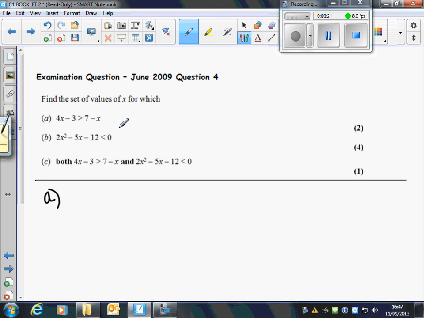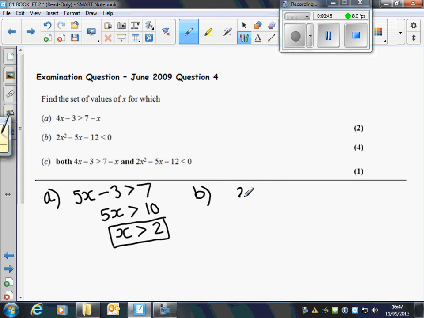We just need to rearrange. We can add the x over onto the left-hand side. So we've got 5x minus 3 is greater than 7. And we can add the 3 to the right-hand side. So 5x is greater than 10. And then divide by 5. So x is greater than 2.